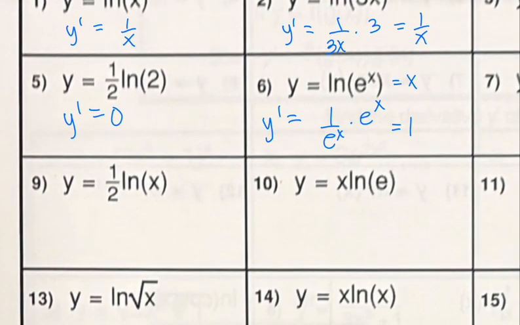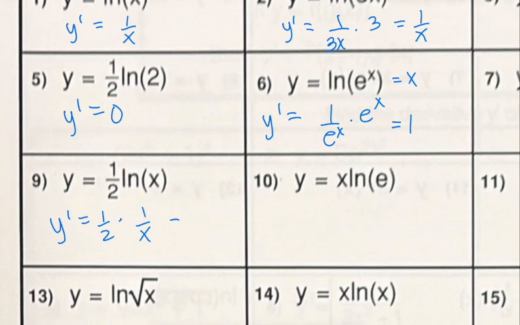Let's do 9 and 10. A constant in front, remember, we don't care. So that would just be 1/2 times the derivative of the natural log, which is 1 over x. You could rewrite that as 1 over 2x. That's okay.